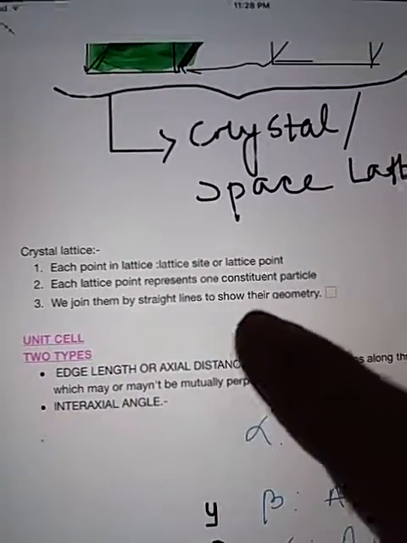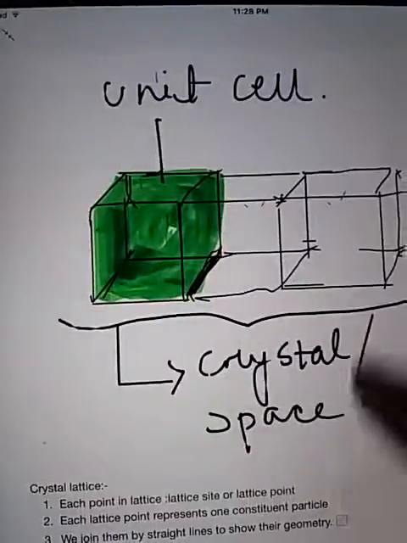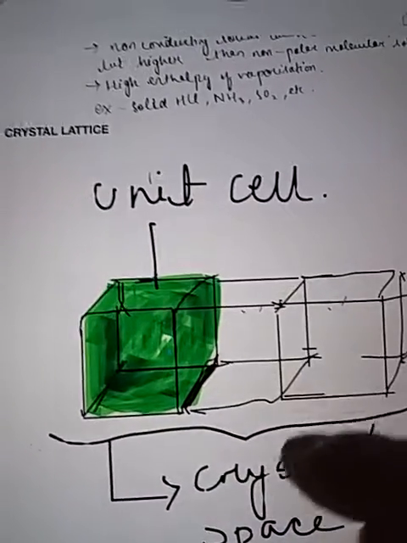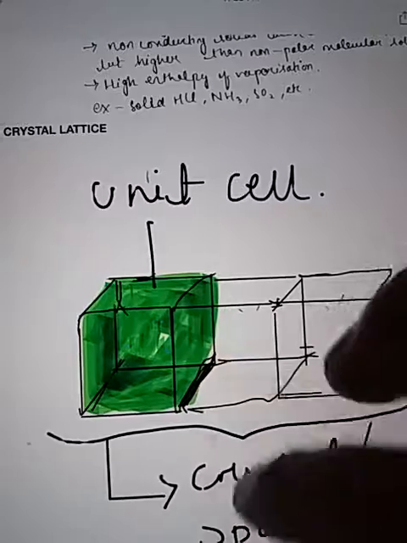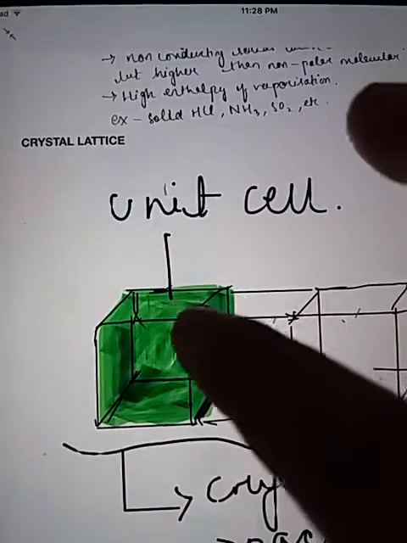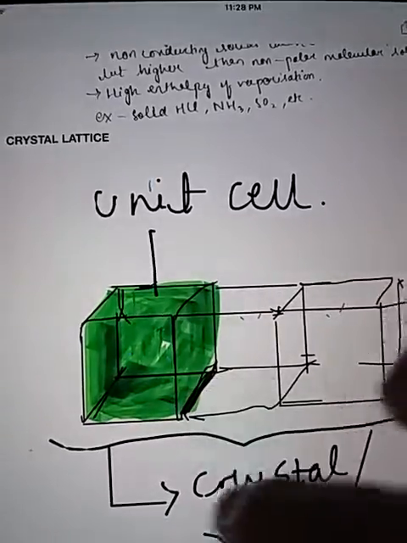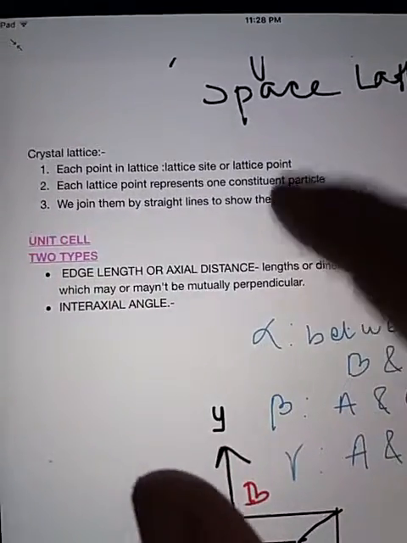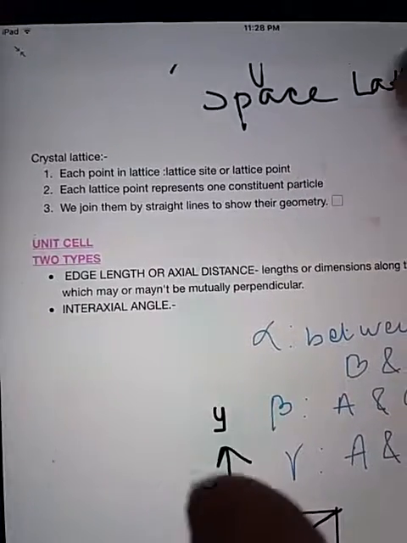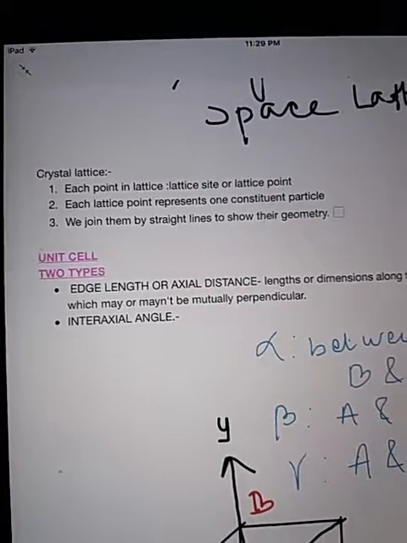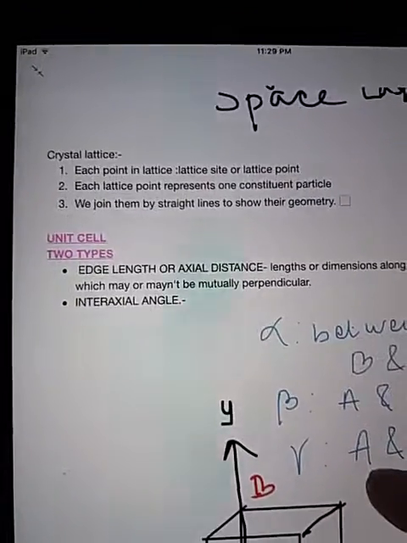We join them by straight lines to show their geometry. Just see, here I have joined all these by straight lines. Somehow it has become curved, but still I hope you will understand what I am going to say. By straight lines I am getting its geometry. In the same way, these were the three characteristics of crystal lattice: lattice point, lattice site, then constituent particle. Then to show their geometry we join them by straight lines. Now we'll see what is unit cell.